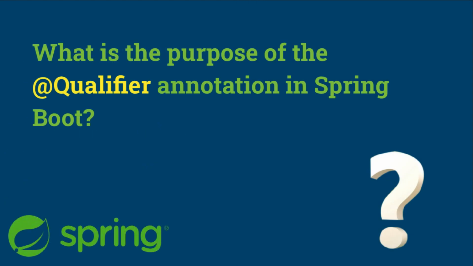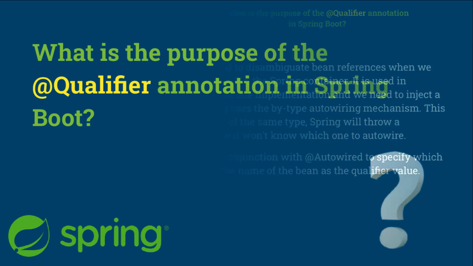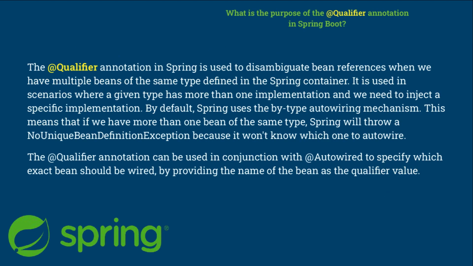First question, what is the purpose of the @Qualifier annotation in Spring Boot? The @Qualifier annotation in Spring is used to disambiguate bean references when we have multiple beans of the same type defined in the Spring container. It is used in scenarios where a given type has more than one implementation and we need to inject a specific implementation. By default, Spring uses the by-type autowiring mechanism.